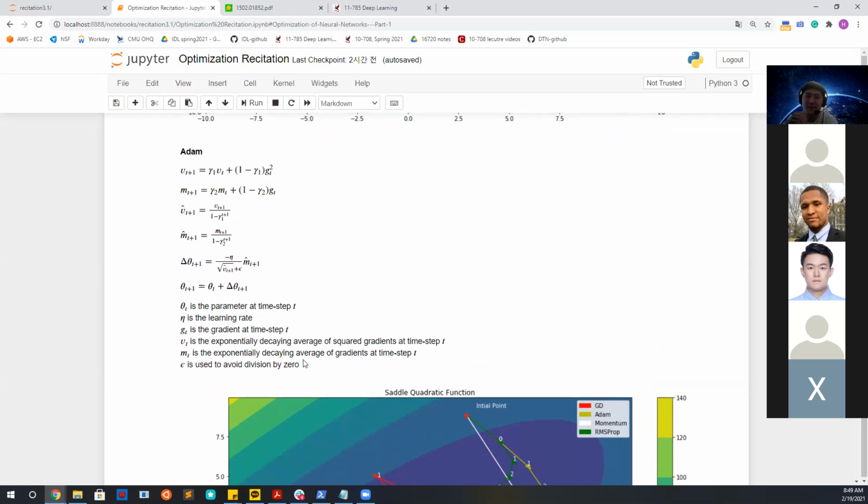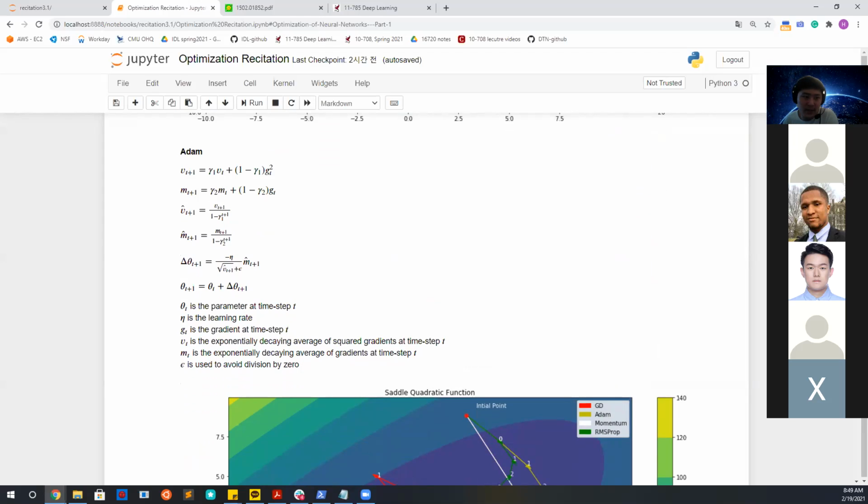So finally we're here to Adam. Adam is usually the most well-known and commonly used optimizer. If you have no idea which optimizer to use, you usually go with Adam. Last semester most of the TAs recommended to just use Adam for most of the part twos.